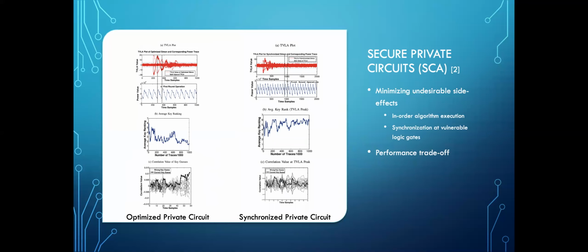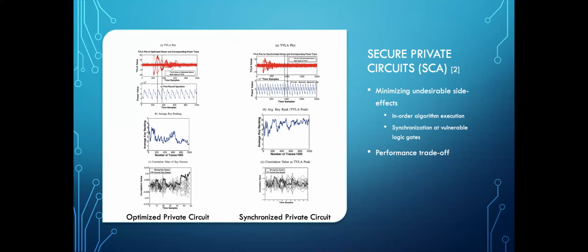So to mitigate this, secure private circuits can be implemented, as what's done in this paper. So as you saw on the left, the TVLA test showed readings that fell out of the acceptable range of ±5. And this resulted in the secret key being guessed correctly, as you can see by the average key ranking, where the correct average key ranking is 2.